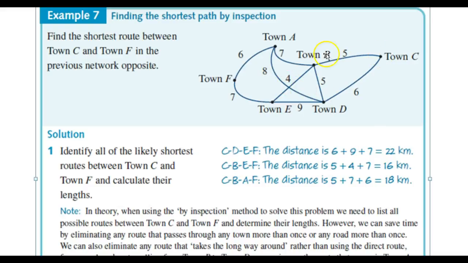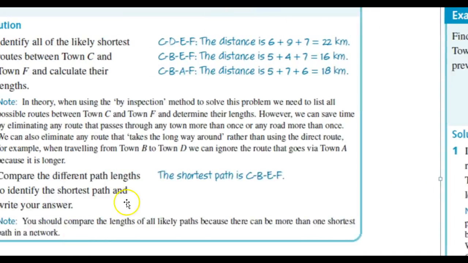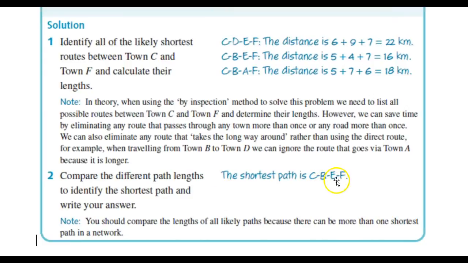Now it doesn't make much sense to choose other routes via other points because they're obviously longer. Be careful though, sometimes you get fooled by the actual lengths on the diagram. The actual length of the edges doesn't necessarily represent the weight on the edges. So the shortest path in this problem was C, B, E, F, coming out to 16 kilometres.